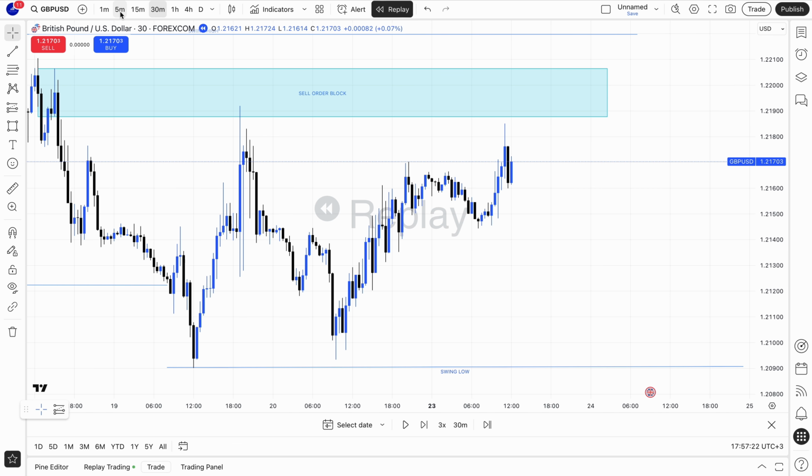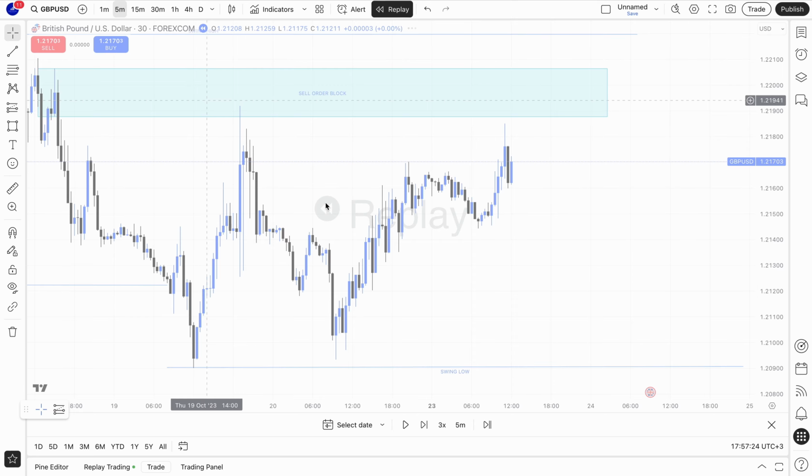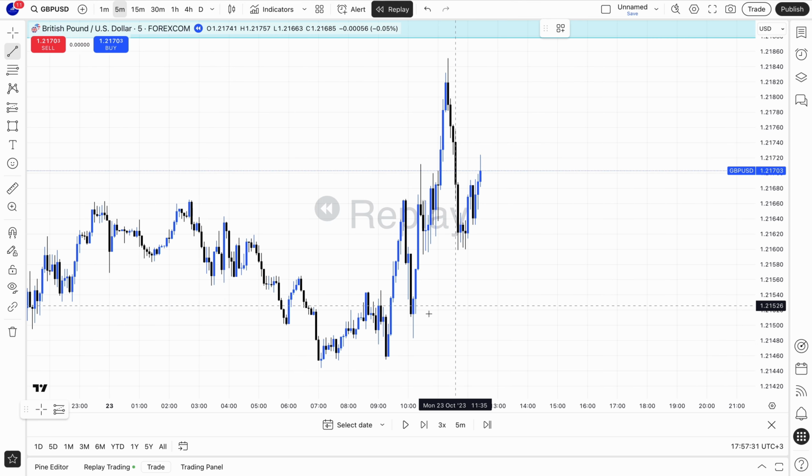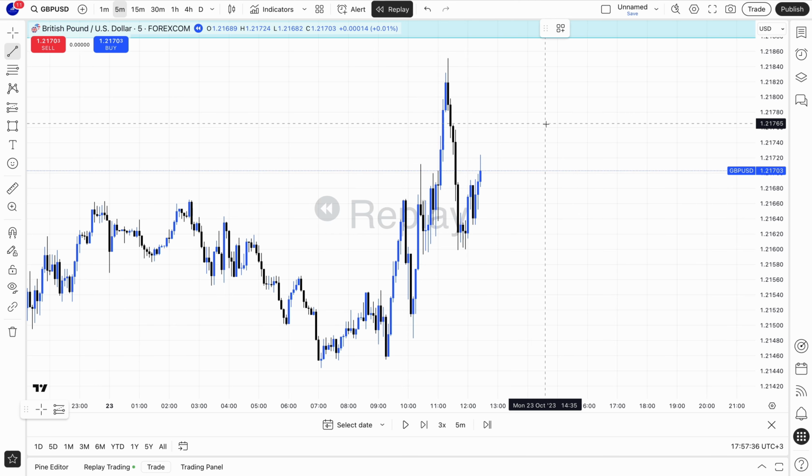1 hour is not valid. 15 minutes, I see if you get that shift. I need to do that shift to the downside. I need to see this. If you had the shift here, that means my entry is here.